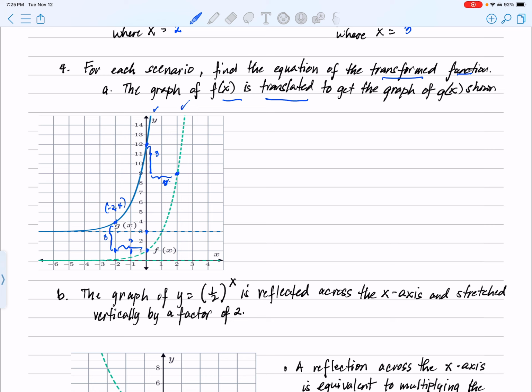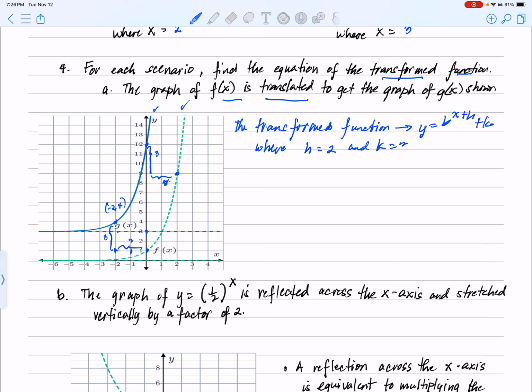So that transform function will be in the form of y equals b times x plus h, plus k, where h is 2, that is to the left 2 units, and k is 3, that's 3 units up.